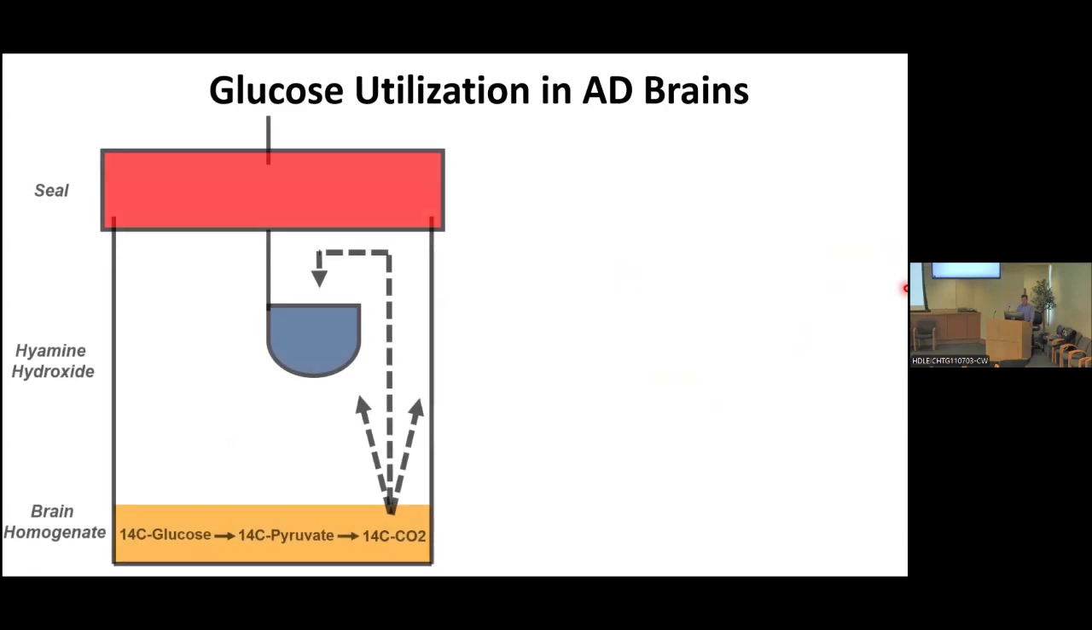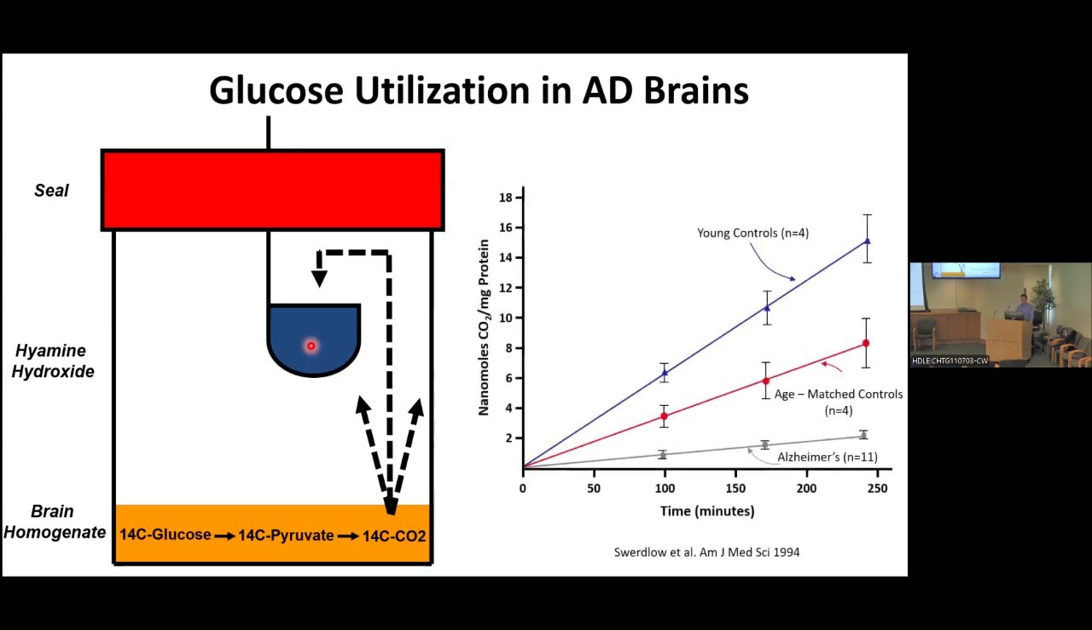And the way we did that was to take autopsy brains and homogenize them and add the homogenates to a sealed vial and add radiolabeled glucose to the homogenate. The glycolytic enzymes in the homogenate would convert the glucose to pyruvate, and that radiolabeled pyruvate would access mitochondria and the Krebs cycle. Radioactive carbon dioxide would be released and captured in a bowl. And then we could transfer the bowl to a scintillation counter and determine the amount of radioactive CO2 that had been collected and determine rates of glucose utilization.